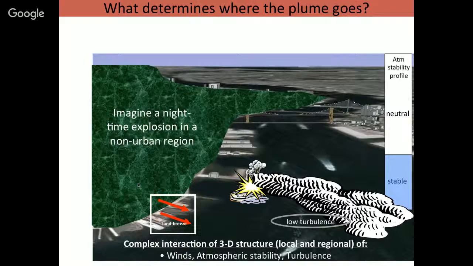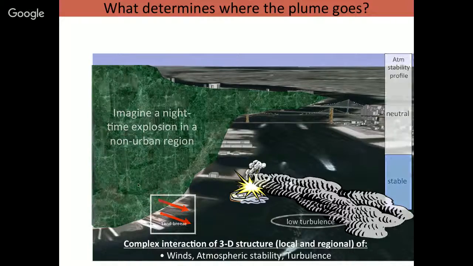So imagine there's no urban area there at all. This is a green pastoral region like when Manhattan was first founded. Imagine deer and frolicking rabbits. And so if it were a nighttime release, there'd be a land breeze. So the winds would be coming off the land. There would be high stability in the atmosphere, low turbulence, and the plume would just drift off over the East River.